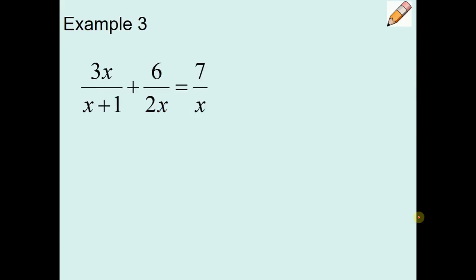Let's try the third example here. So looking across from my LCD, looks like I gotta take an x plus 1. Then I need a 2x, because remember this x is attached to that 1. Then I already have an x, so I don't need to worry about that. So let's multiply each of the pieces by this LCD.